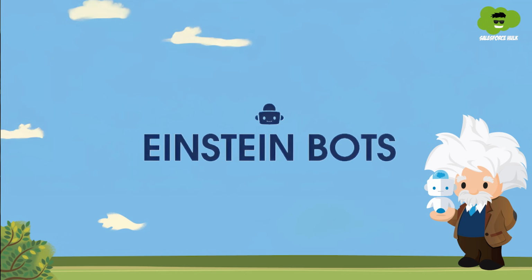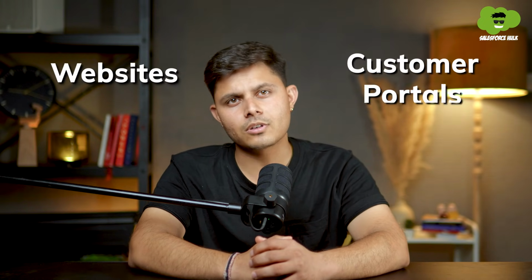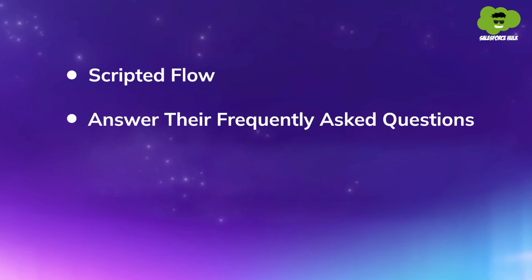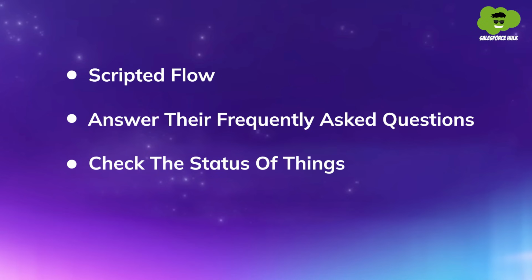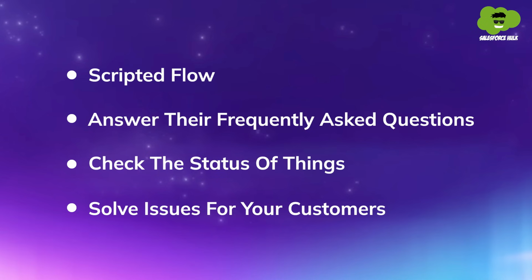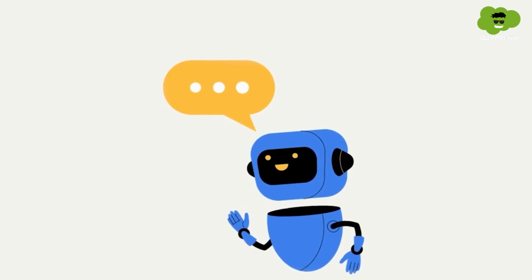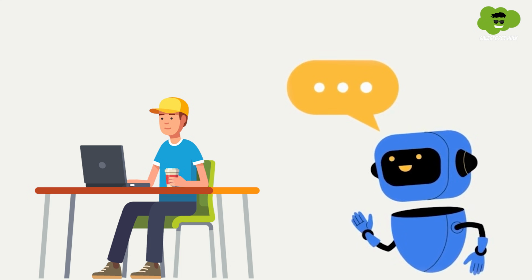Now let's get to the Einstein Bots. These are customer-facing bots that live in your Service Cloud, mostly on your website or customer portals. They guide users through a finely scripted flow, answer their frequently asked questions, check the status of things, and solve issues for your customers before they reach a human. So unlike Agentforce, which helps your team behind the scenes, Einstein Bots are built to help your customers directly. You will get a better understanding of their unique features if we compare them side by side.